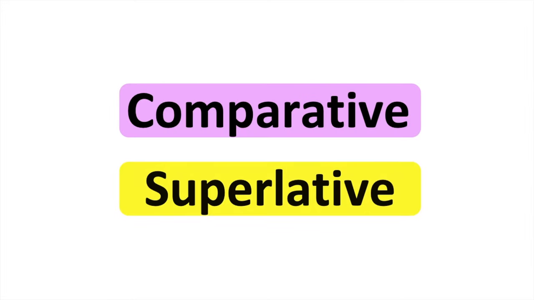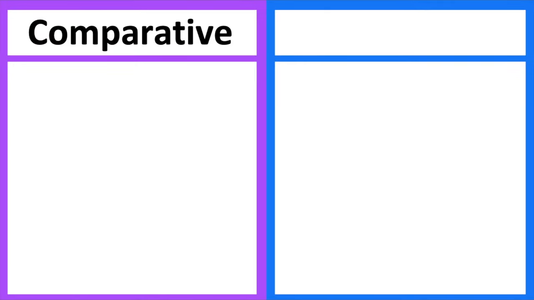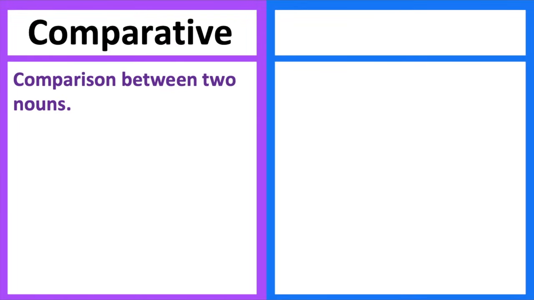Comparative and superlative. In this lesson, I will go through the difference between these two types of adjectives. An adjective describes a noun. Comparative adjectives compare things or people. So this is a comparison between two nouns. So we compare one with the other.